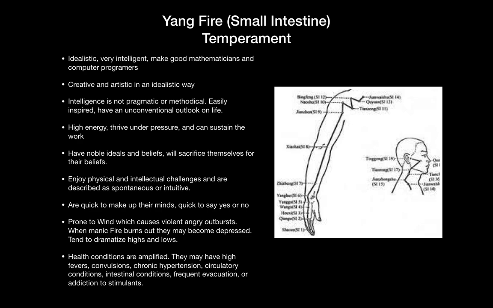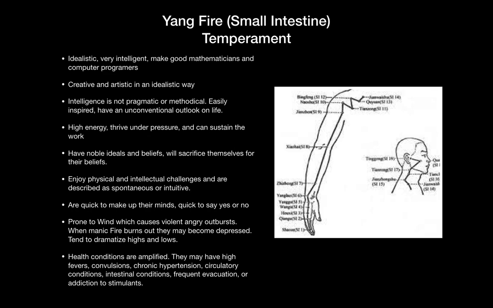This type is idealistic, intelligent, creative, and not usually pragmatic or methodical. They are more unconventional. They tend to have high energy and they thrive under pressure. They enjoy a physical or intellectual challenge and are often described as being spontaneous or intuitive. They make up their minds quickly and have noble ideals and beliefs which they are willing to sacrifice themselves for.